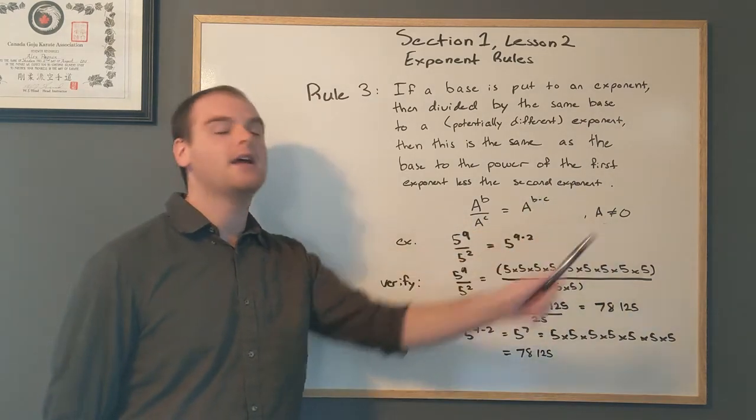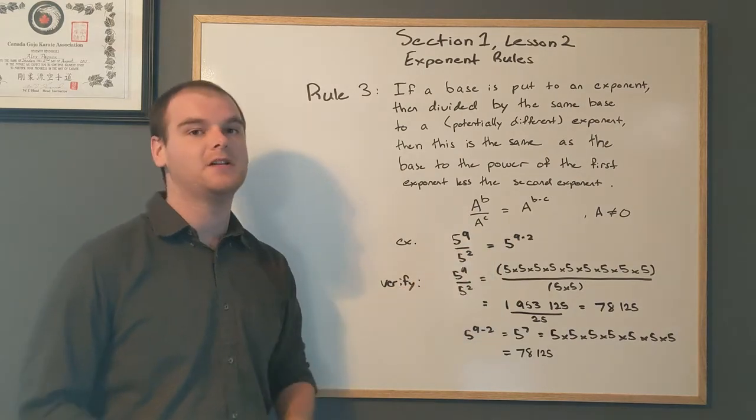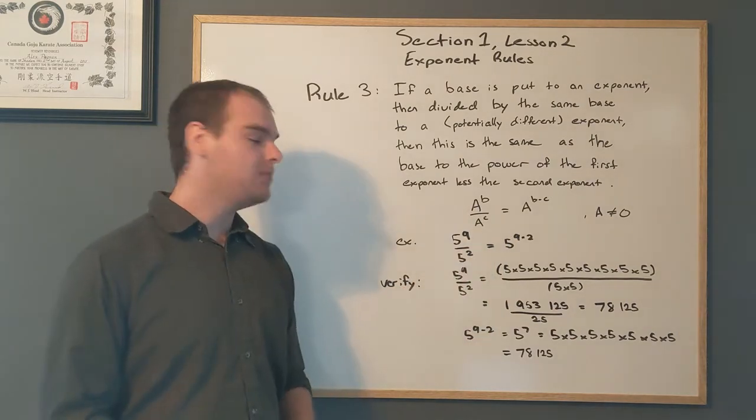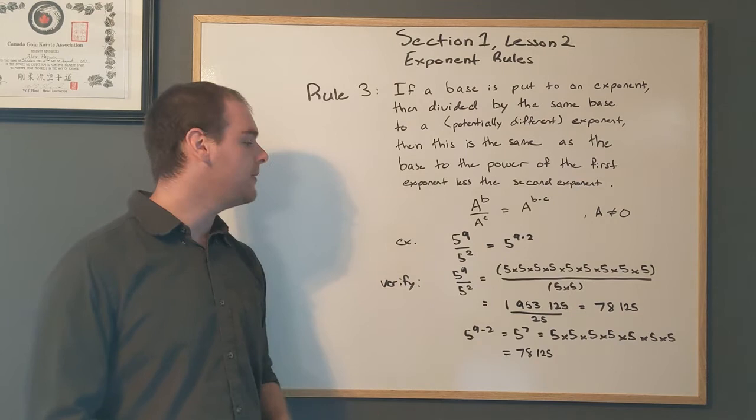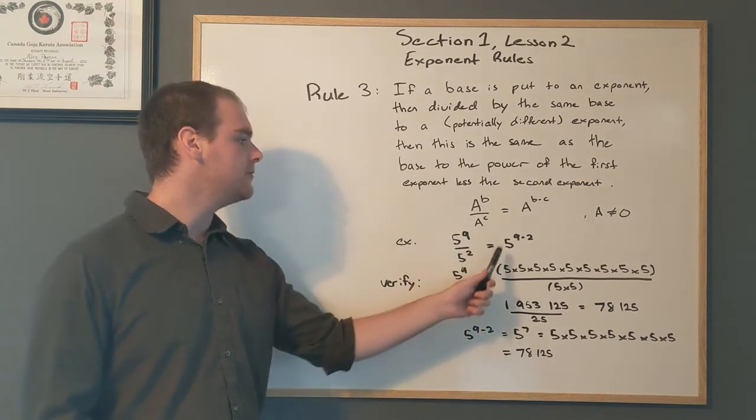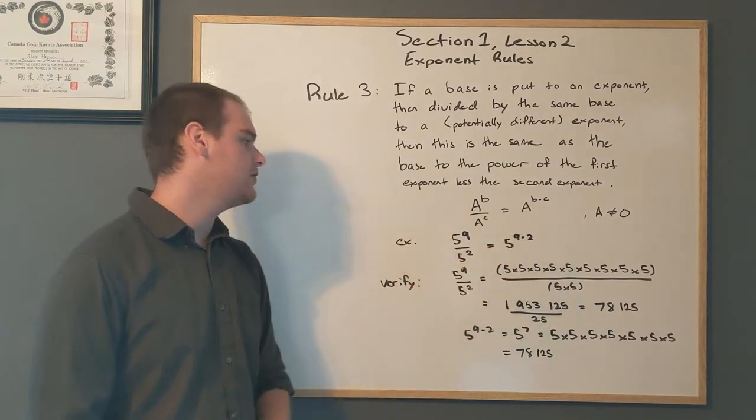I also made a note here that a can't be 0 because we don't want to be dividing by 0. In this example, I have 5 to the power of 9 divided by 5 to the power of 2 is equal to 5 to the power of 9 minus 2.